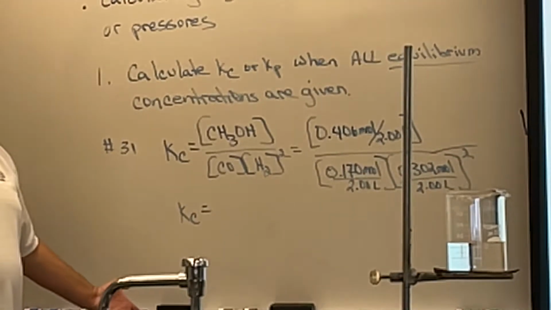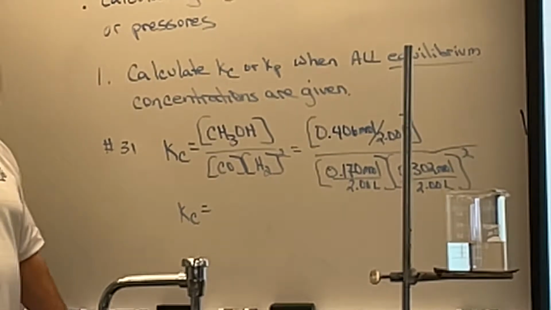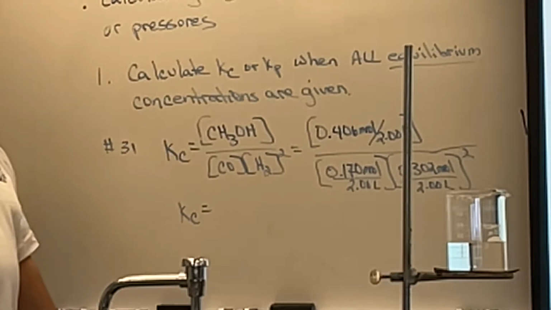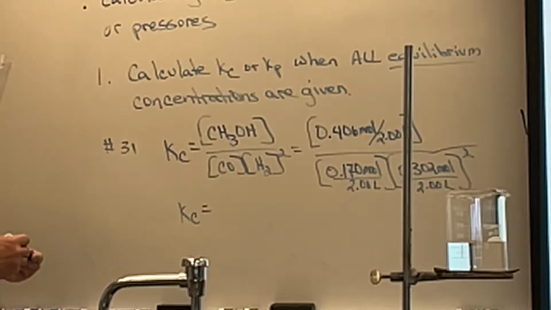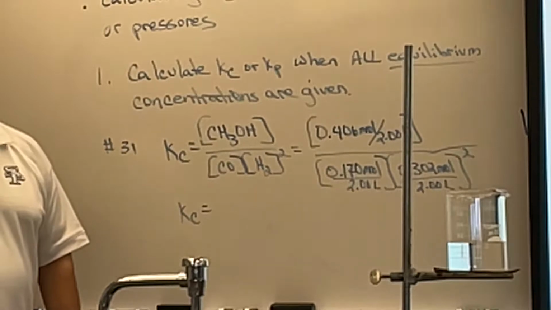Now, if they gave you grams, you have to convert to moles and then divide by liters. Brackets are always concentration in terms of molarity. So sometimes they make you do extra work and calculate the molarity. What do we get? Anybody with an answer?